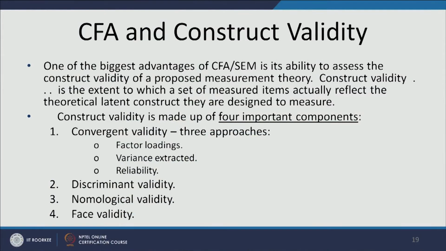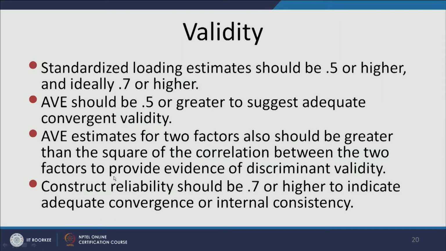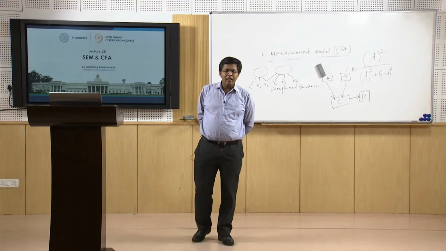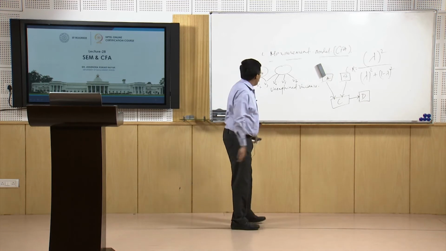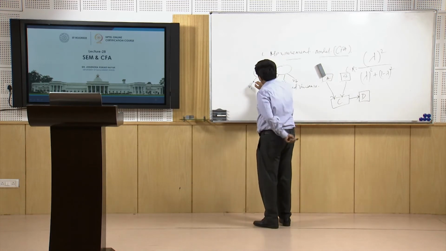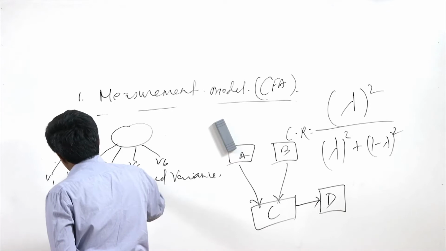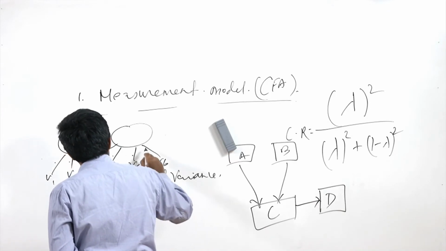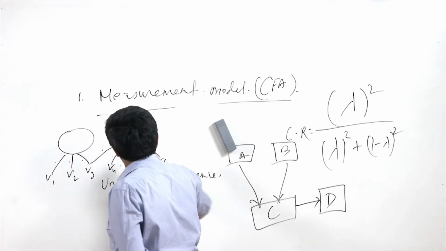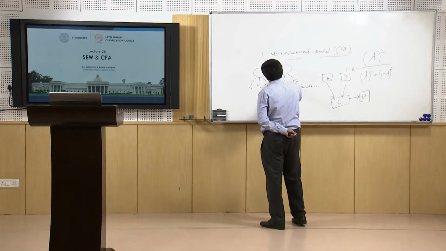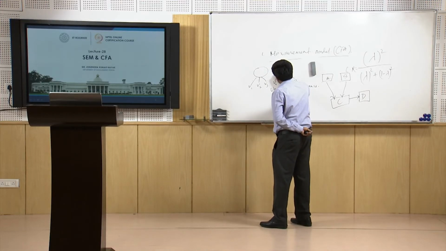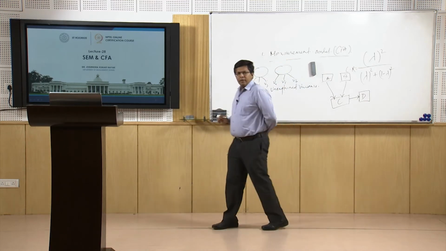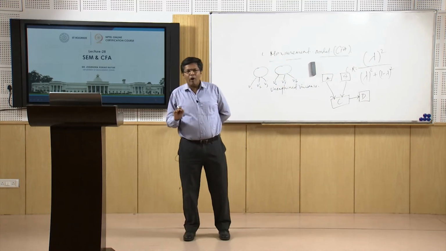Here I have also written discriminant validity, which I said we will see. So let us go into this. Standardized loadings should be 0.5 or higher, and ideally 0.7 or higher. What is it saying? The loadings that you see here, the estimates, should be like this. There should not be any cross loading, so I am deleting this part. The loading should be 0.5 or higher.